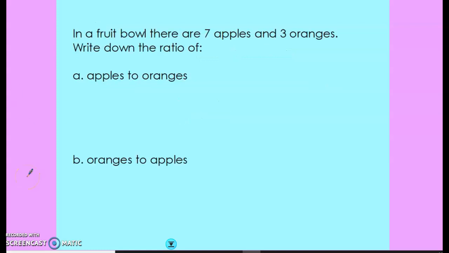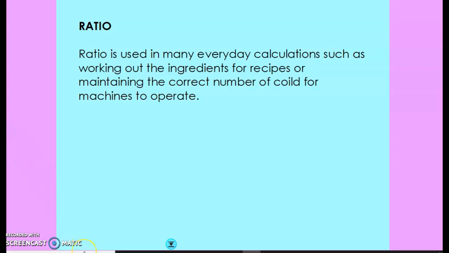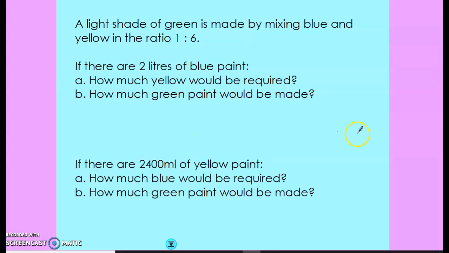Okay, so we've got a fruit bowl, we've got 7 apples and 3 oranges. The ratio of apples to oranges would be 7 to 3. The ratio of oranges to apples would be 3 to 7. So we need to make sure we have them in the correct order. So ratio can be used for working out ingredients for recipes because they're always in proportion. You can use ratios to work it out, and we can use it for helping look at the correct number of parts to make machines work.